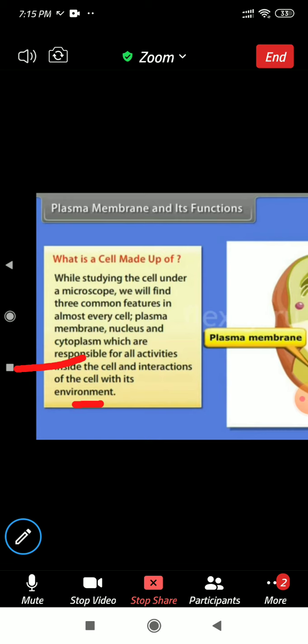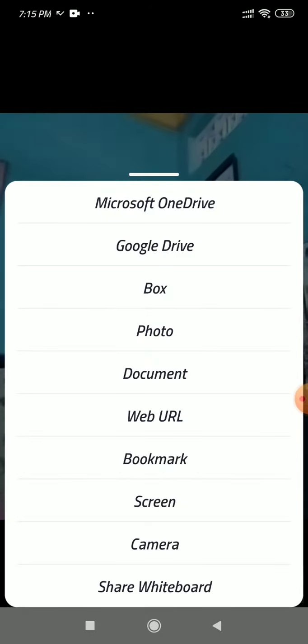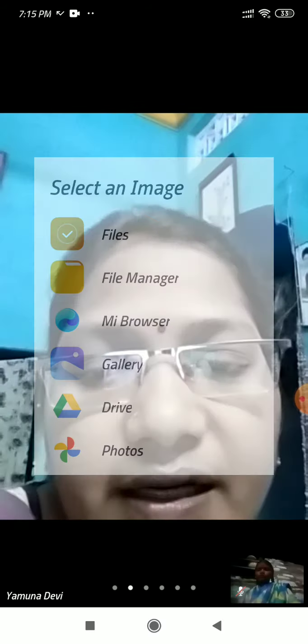See here, what is the cell made up of? While studying the cell under a microscope, we find three common features in almost every cell. They are the plasma membrane, nucleus, and cytoplasm. These are the most prominent, important parts of the cell. I'll show some cartoon pictures of how the plasma membrane is acting.